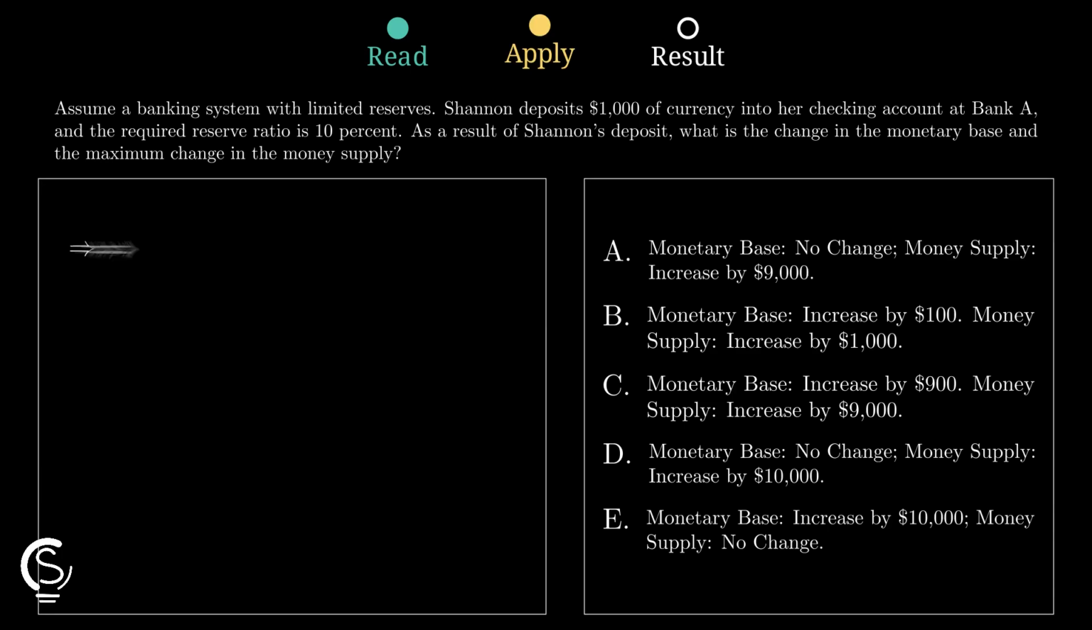Next, we calculate the money supply change. The bank keeps 10% as required reserves, leaving $900 of excess reserves that can be lent out to create new money.